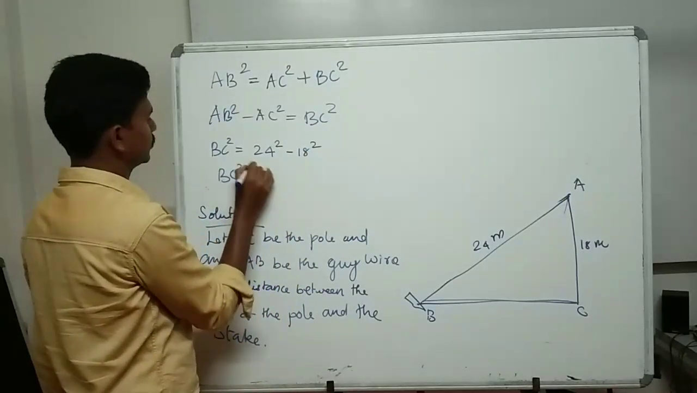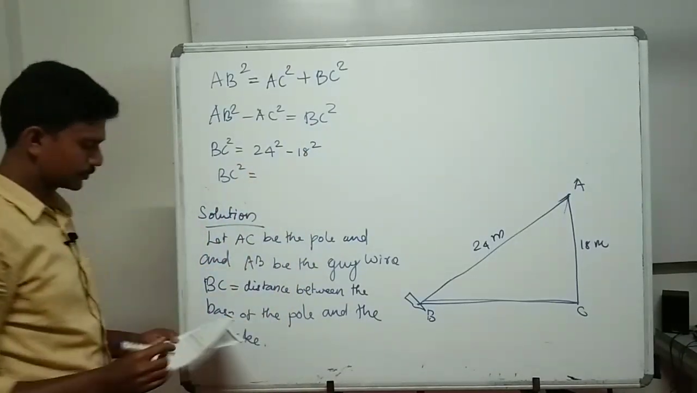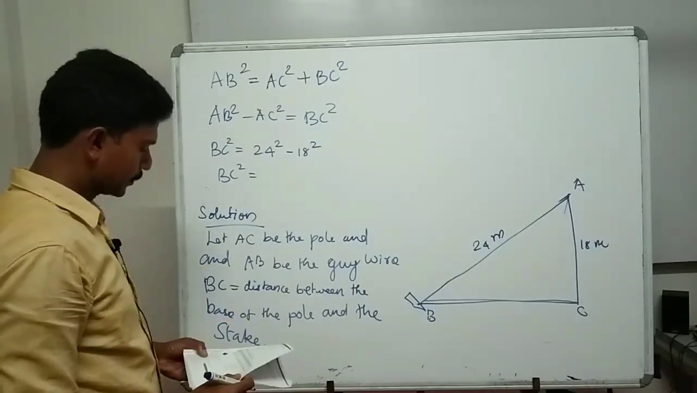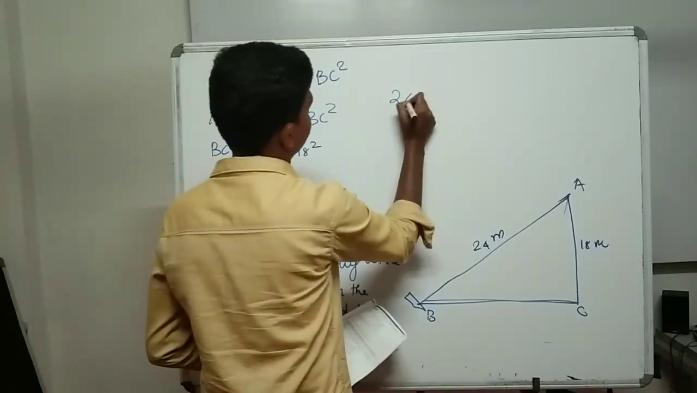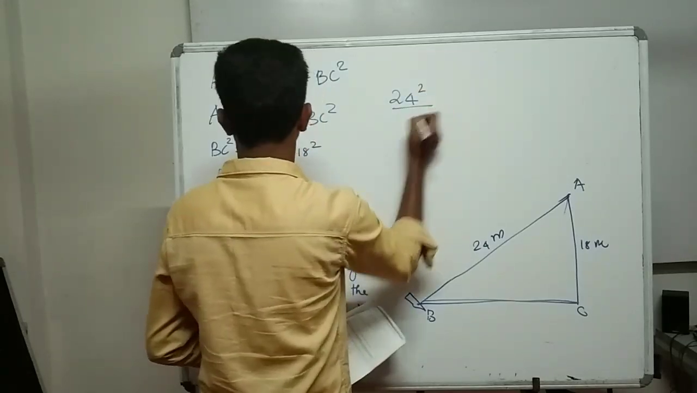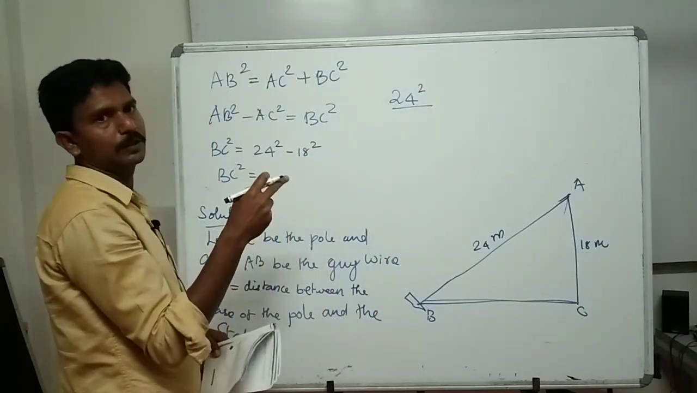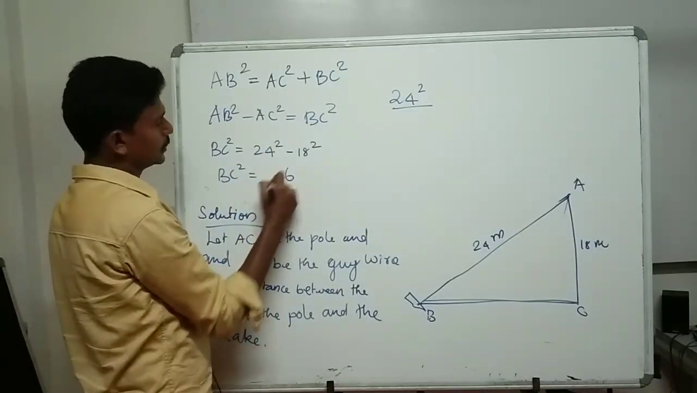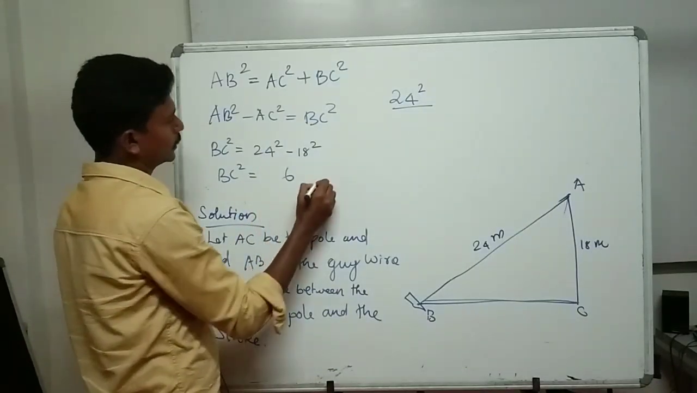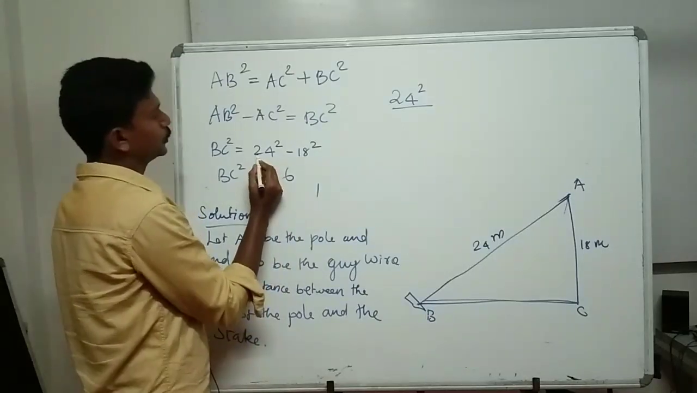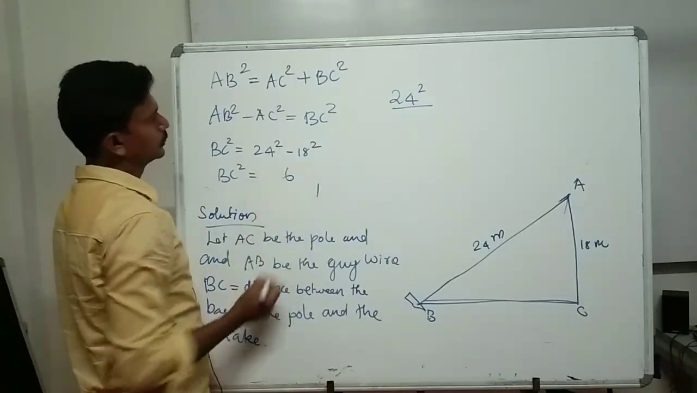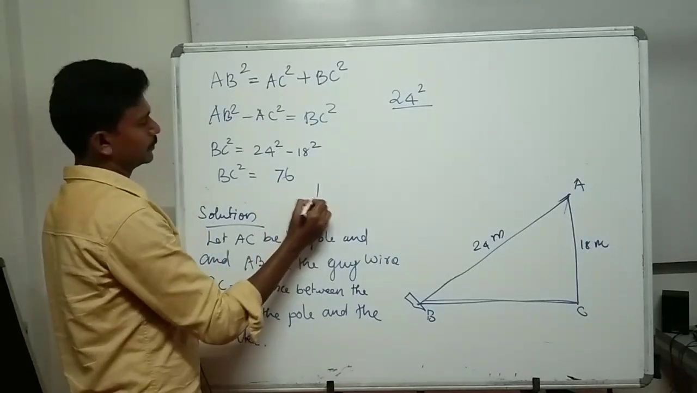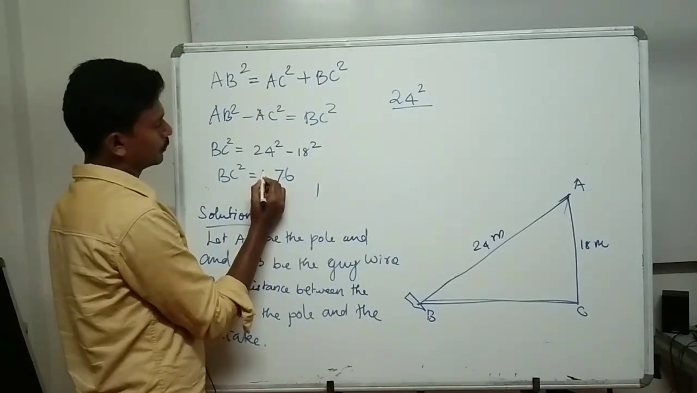So BC square is equal to, what is 24 square? We can find out and we can subtract. Okay, so we get 24 square. You can multiply 24 into 24. So 4 square is 16, remainder 1. 2 into 4, 8, 2 into 2, 4, 4 plus 1, 5. So 24 square is 576.